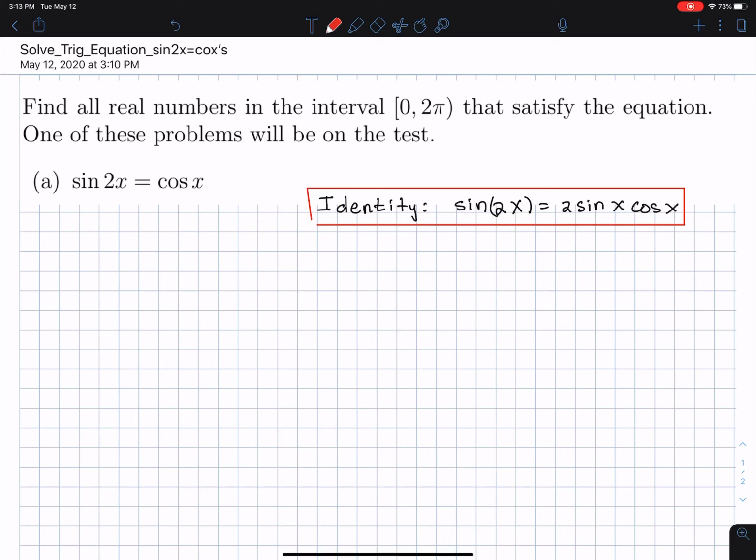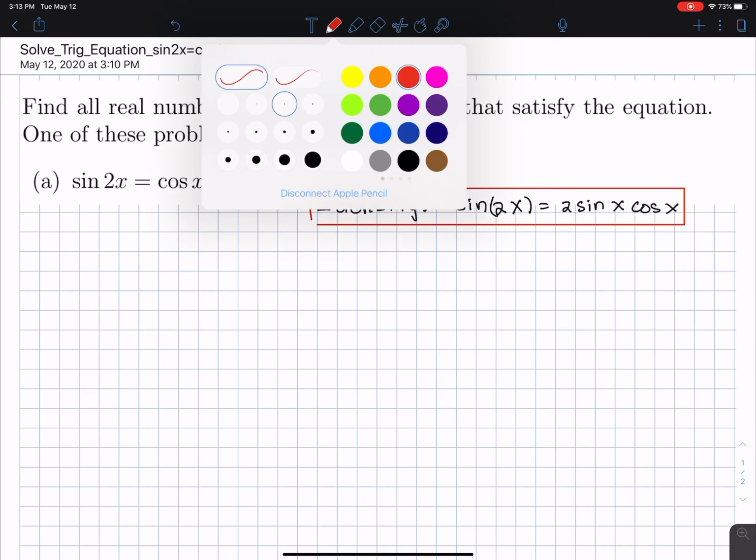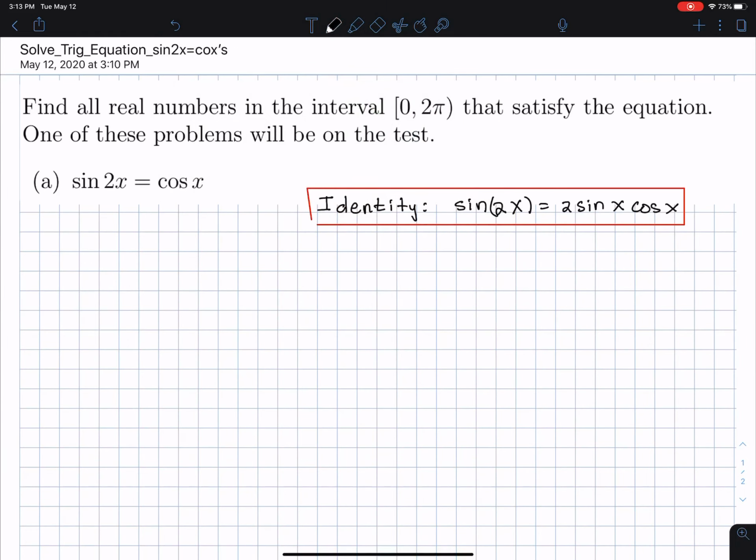And all right, so we're just going to put that in here. I mean, it's sort of the point of doing this problem, but anyway, we're going to replace sine 2x on the left by 2 sine x cosine x, and then that equals cosine x.